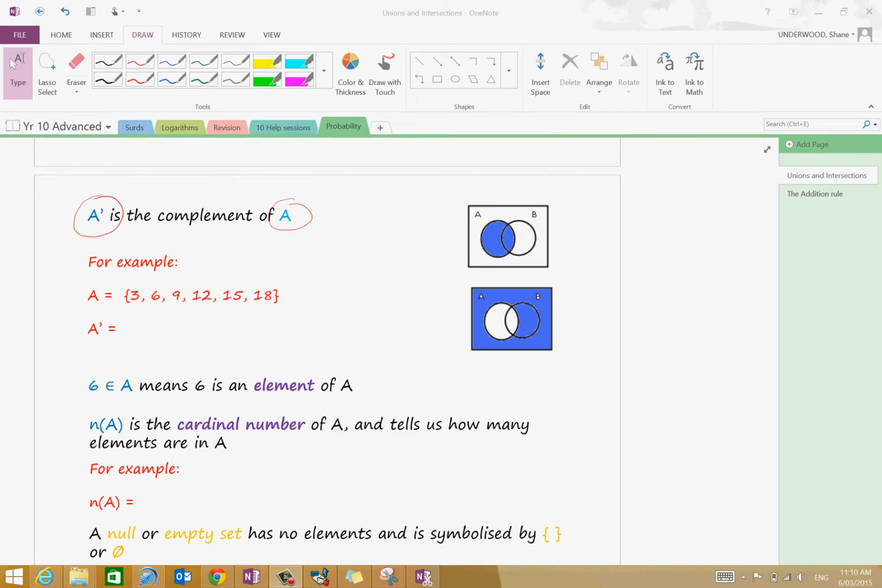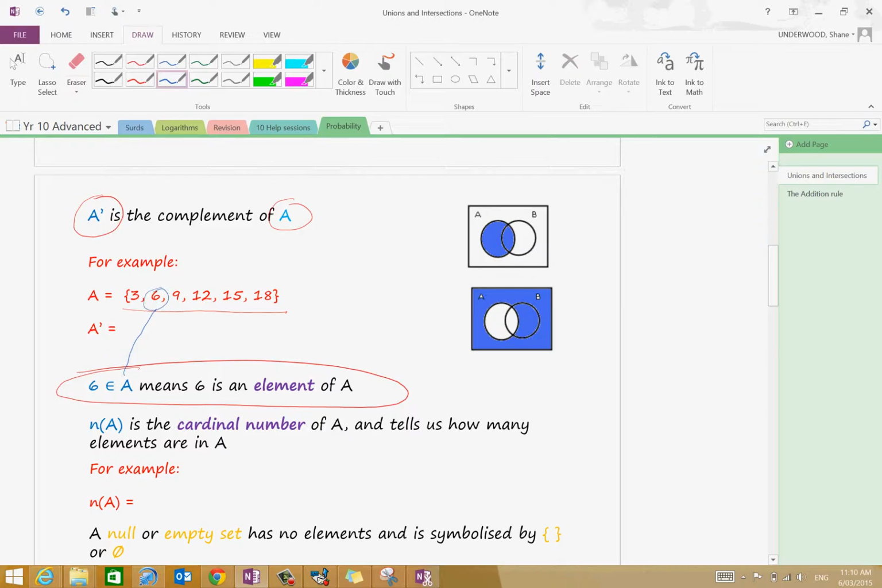So today we're looking at Venn diagrams. We're looking at unions and intersections. So for example, if I've got the set, this represents that we've got a set of numbers, and A is everything 3, 6, 9, 12, 15 and 18. So I guess we can say that 6 is an element of A. Why? Because 6 is in the set A.